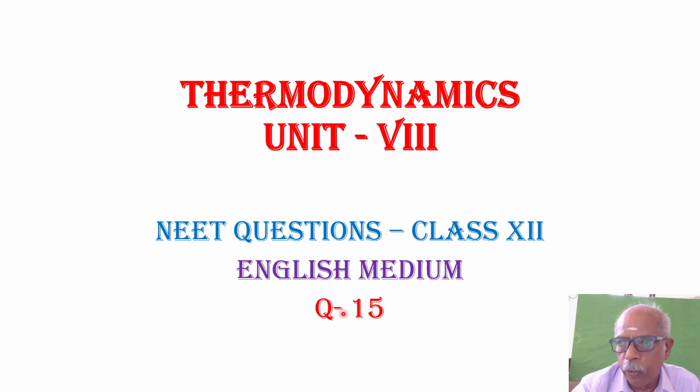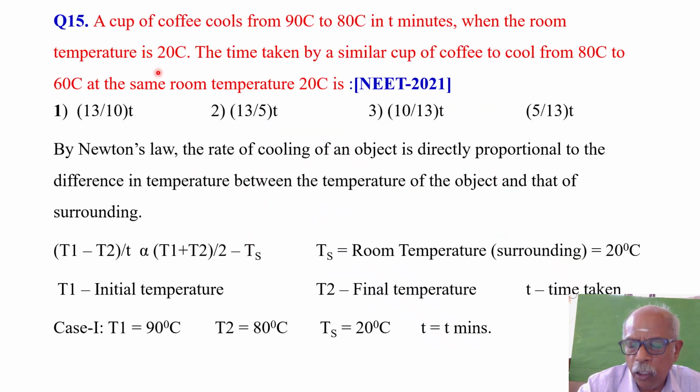In today's video, we are going to solve a multiple choice question from Unit 8 of your NEET syllabus, that is thermodynamics. The question is, a cup of coffee cools from 90 degrees C to 80 degrees C in T minutes when the room temperature is 20 degrees centigrade. The time taken by a similar cup of coffee to cool from 80 degrees C to 60 degrees C at the same room temperature, that is 20 degrees C. In both the cases, the room temperature is 20 degrees C.